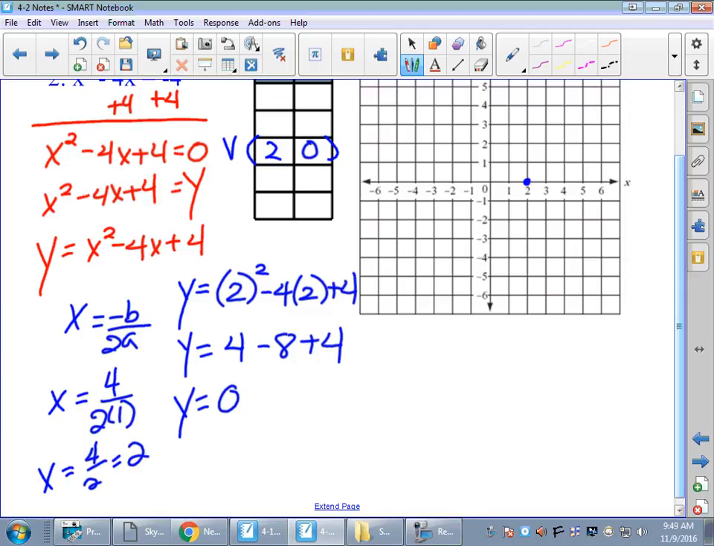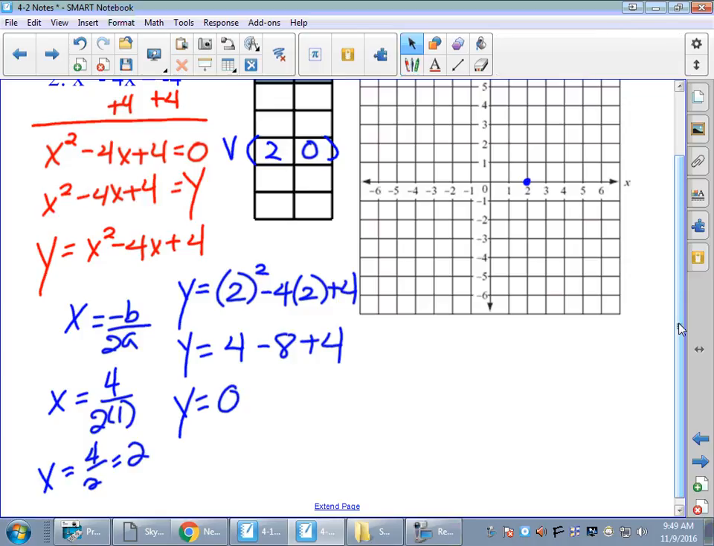So I know now, I don't care if this opens up or if it opens down. It actually opens up because my a value is positive. I know I'm going to have one solution. I already have the solution, but I still need the graph to show me the results, that this is a quadratic and this is how it works, that it only crosses one time. So we continue the problem.